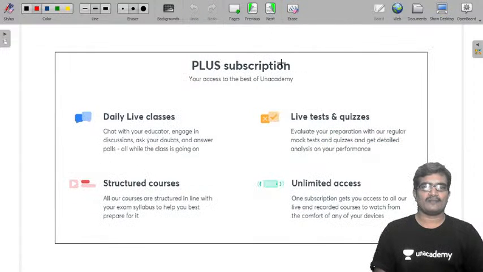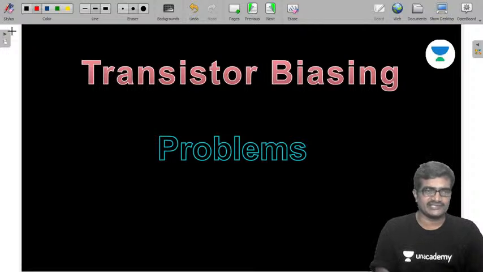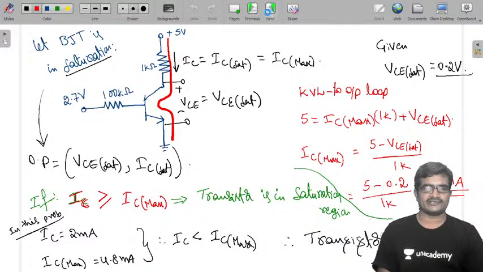Now we are going to go through transistor biasing problems. Already we have done some problems on this, so I will just recap the problems. These are the problems we already solved.